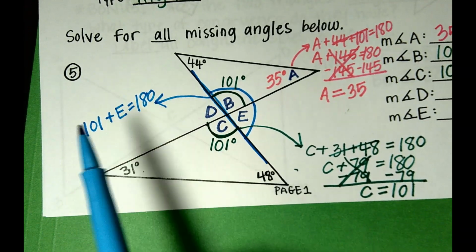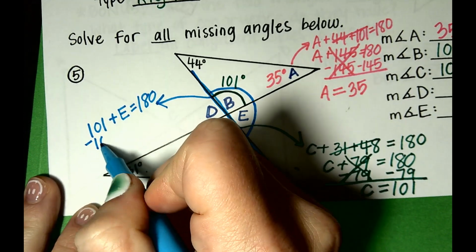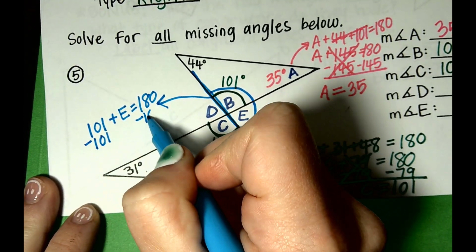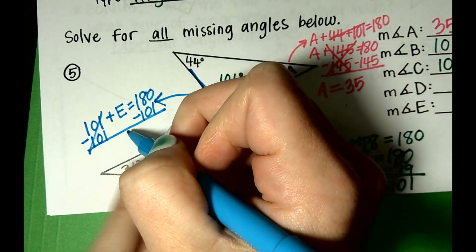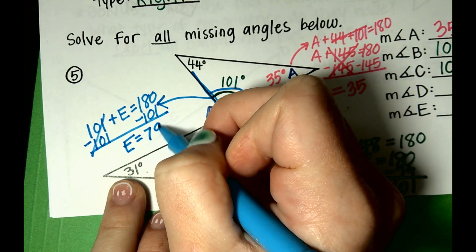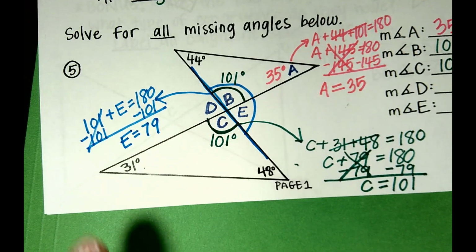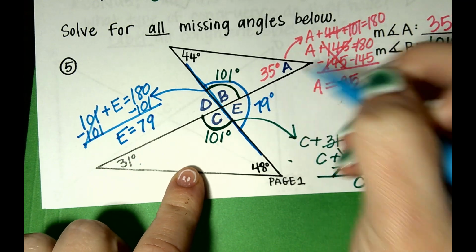Okay, so what do I do next? Subtract 101. You get 79 degrees. So E, and that makes D and E 79 degrees. Perfect. So we solved for E here and got 79 degrees.